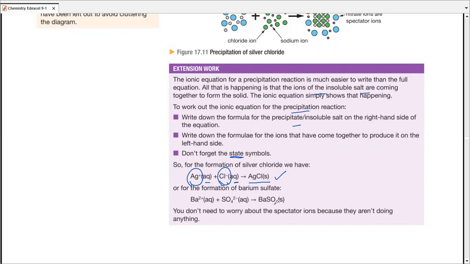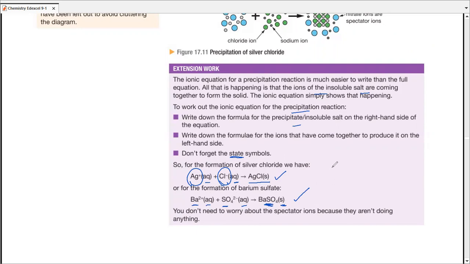Let's consider another example. Barium sulfate is another insoluble salt. It is made up of barium ions and sulfate ions. Write both of those ions with aqueous on your left and write the salt as solid on your right. There you go. You have your ionic equation. That's how simple it is.